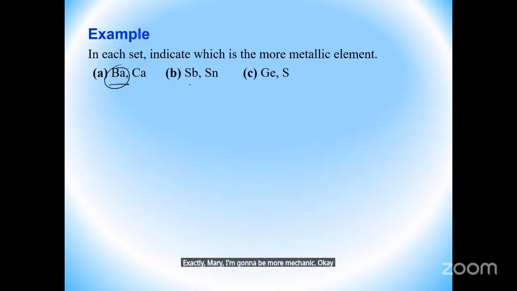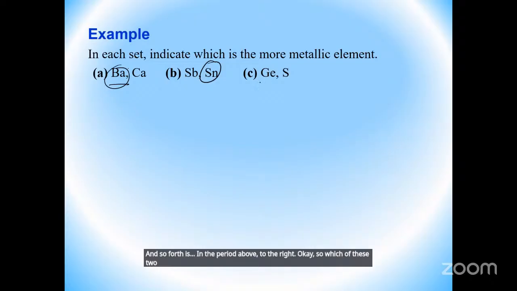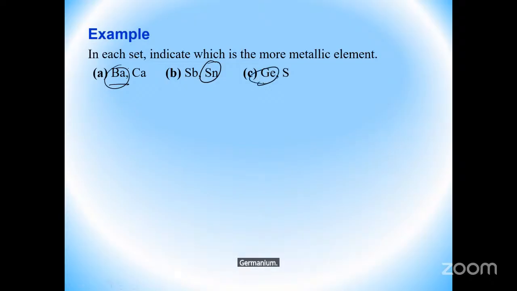Okay, in the case of B, antimony and tin, which would you expect to be the more metallic between those two? Tin. Exactly. What about C, germanium and sulfur? Okay, so germanium is there, and sulfur is in the period above to the right. So which of these two would you expect to be more metallic? Germanium. Okay, very good. All right, so that's that. Let's see what's next.